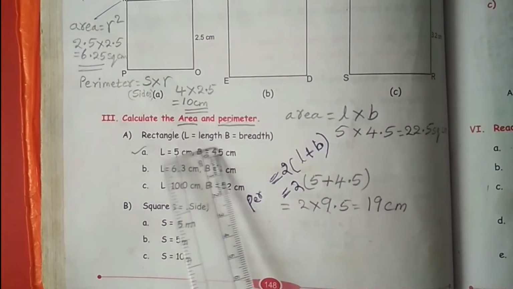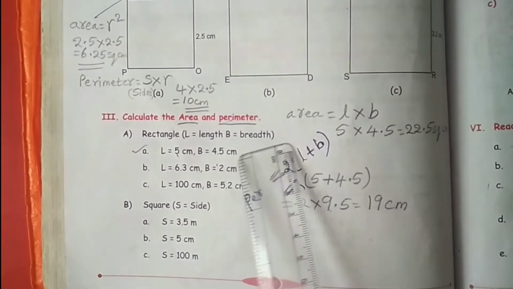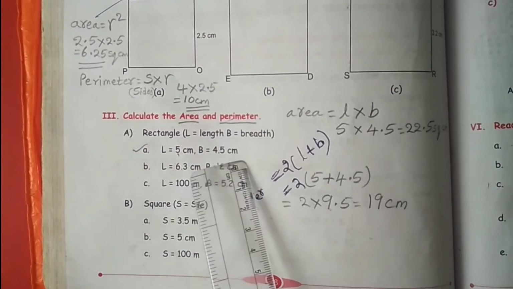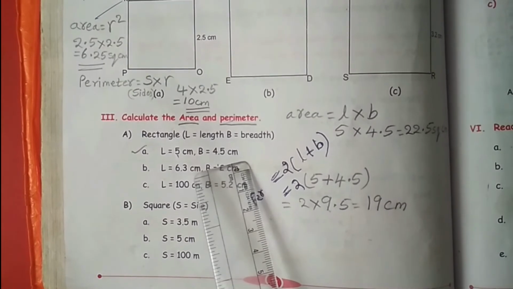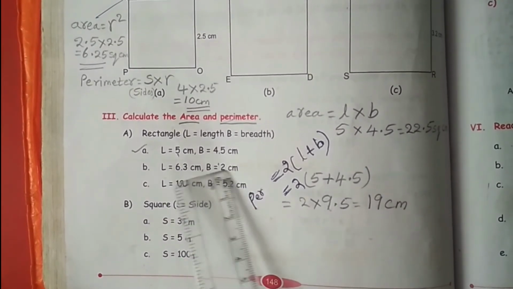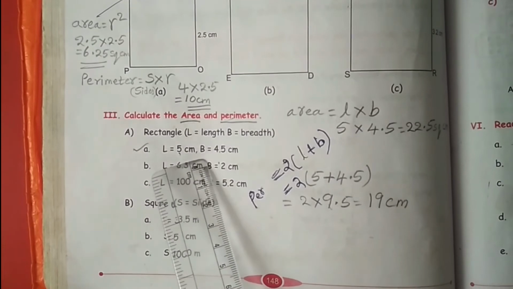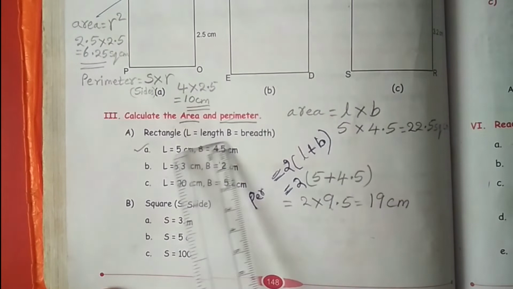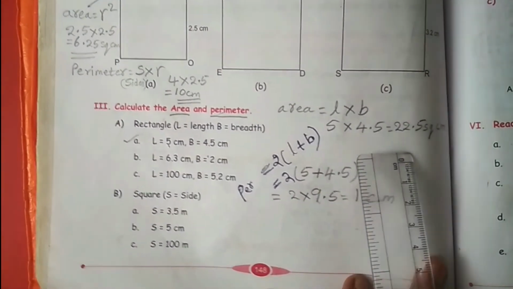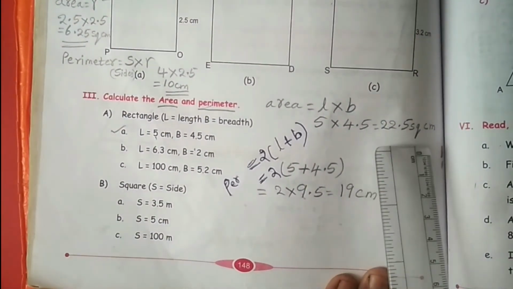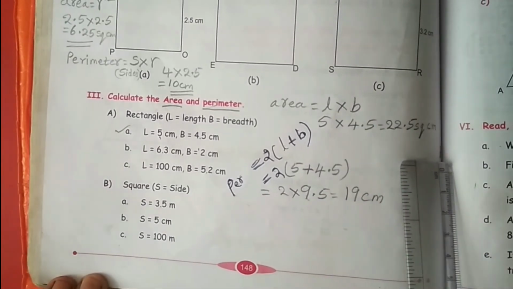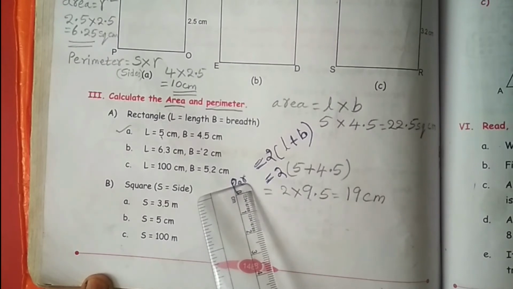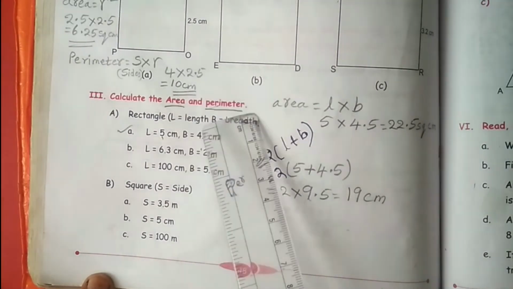Rectangle, L is equal to length, B is equal to breadth. So here they have given, in the A bit, length as 5 centimeters and breadth as 4.5 centimeters. Now we have to find out the area. Area is equal to length into breadth, that is 5 into 4.5. Then the answer is 22.5 square centimeters. Likewise, you have to find out for the B and C bits. Okay, you do it on your own. And find out the perimeter also.